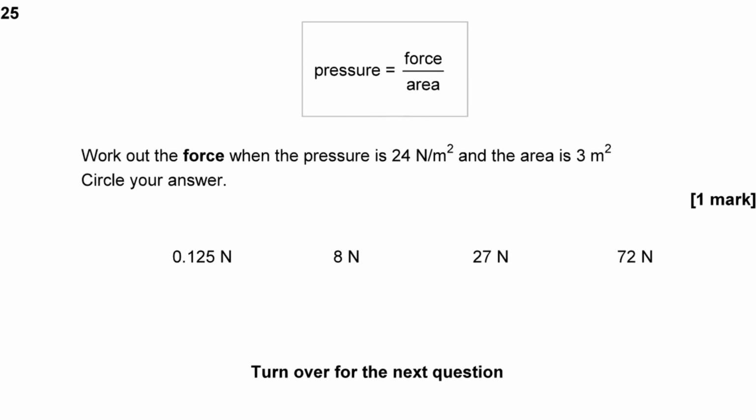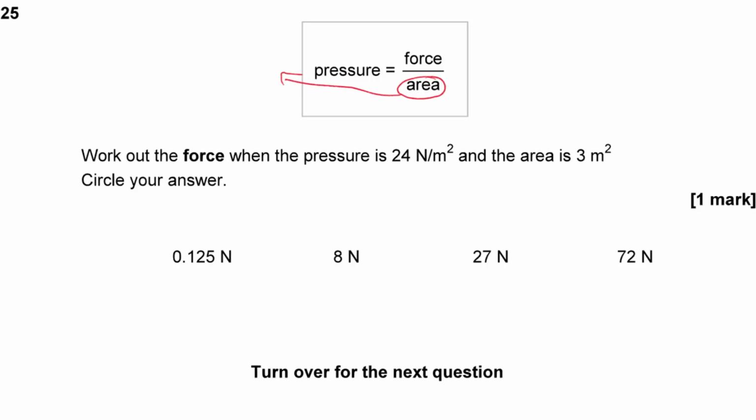Question 25. Pressure equals force divided by area. Work out the force when the pressure is 24 Ns per meter squared. I suppose that's newtons, isn't it? 24 newtons per meter squared, and the area is 3 meters squared. Circle your answer. So we know that pressure equals force divided by area, and we want to work out the force. So let's just rearrange this formula first.